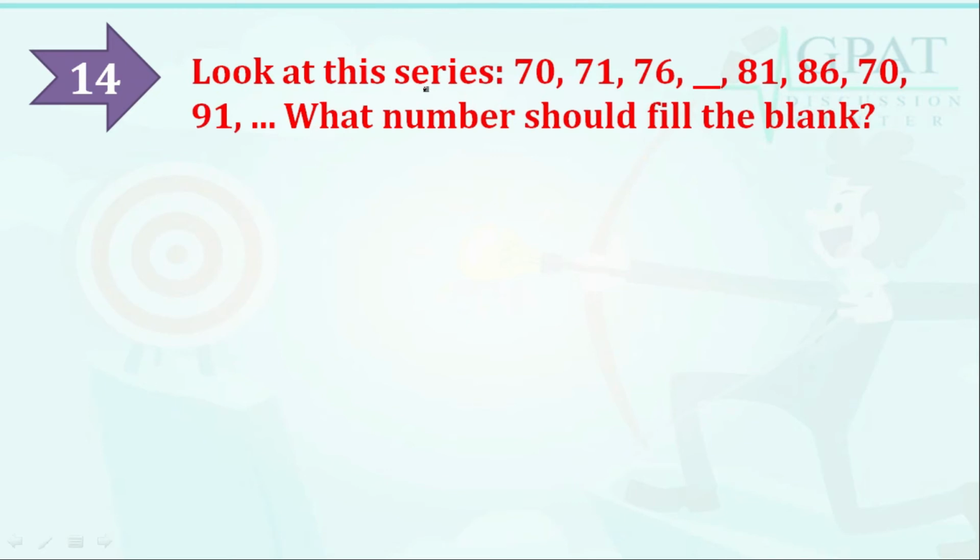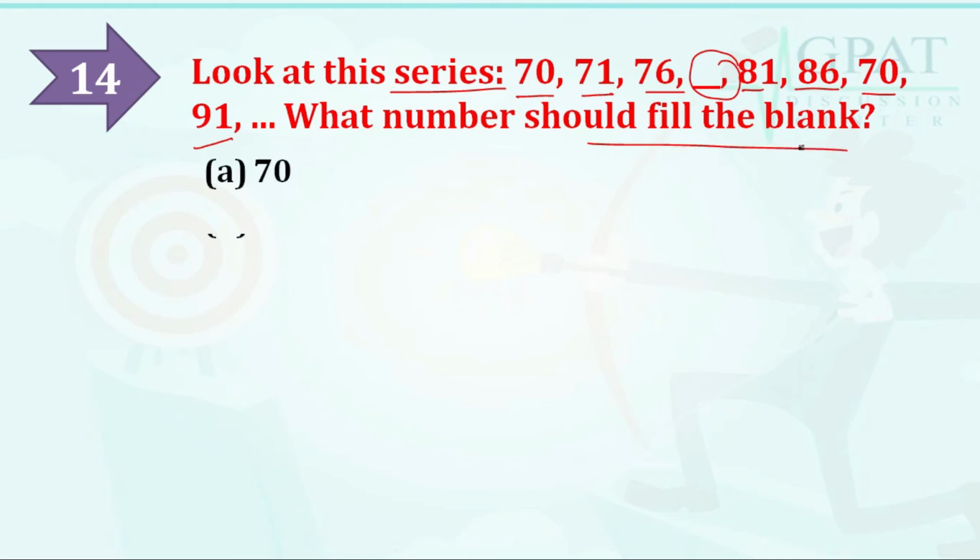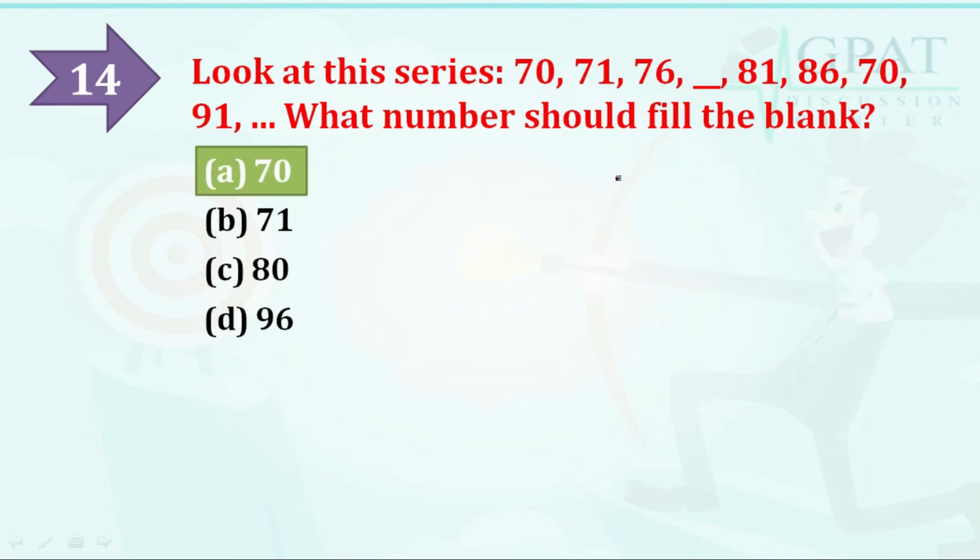Now we have to solve this. Look at this series: 70, 71, 76, a missing one, 81, 86, 70 and 91. What number should fill the blank? The options are: option A 70, option B 71, option C 80, option D 86. Students, observe the gaps: it is a 1 gap, a 5 gap, then a 5 gap again, and after that a 4 gap. So according to this, the correct answer is 70.